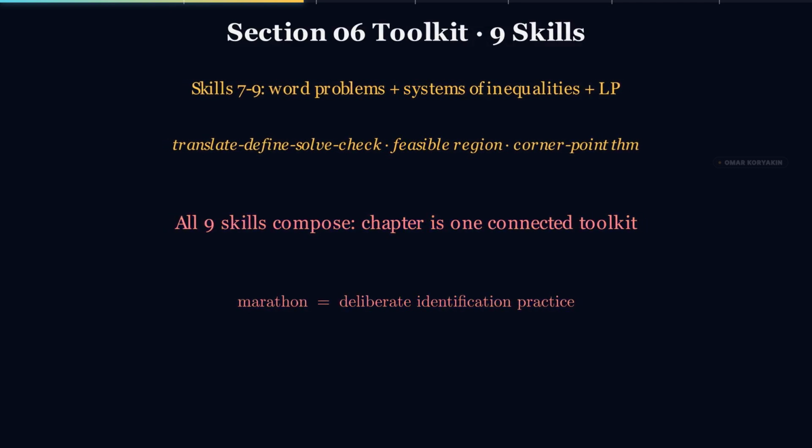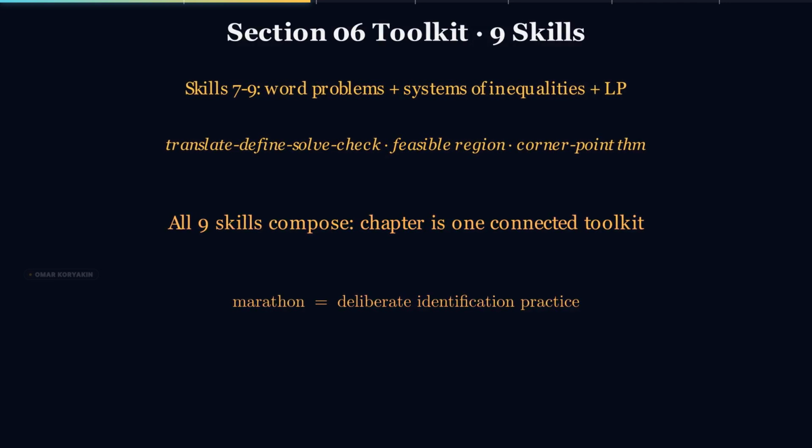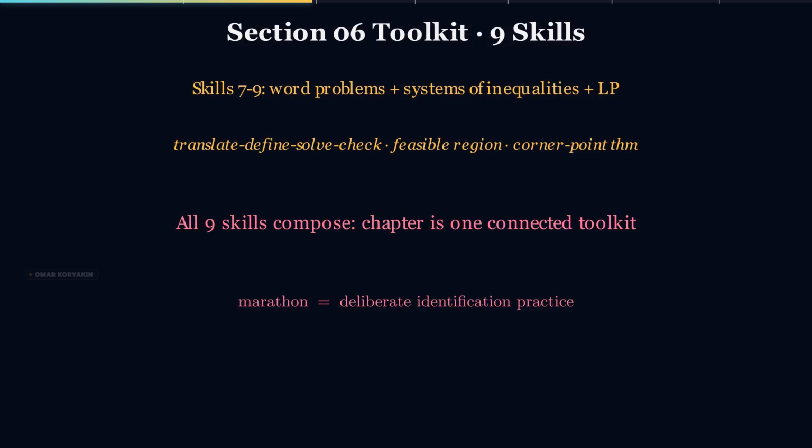All 9 skills are mechanical once practiced and produce exact answers reliably for any well-posed problem. The marathon today exercises every one of them across 2 extended worked examples, and the next homework set should mix them again at higher density to lock in fluency before Section 7 on polynomials begins.